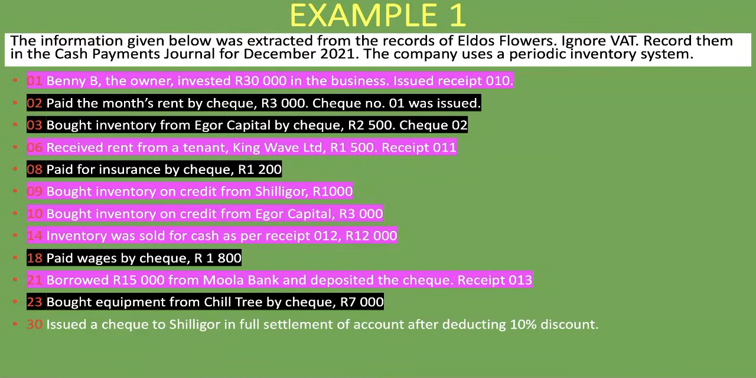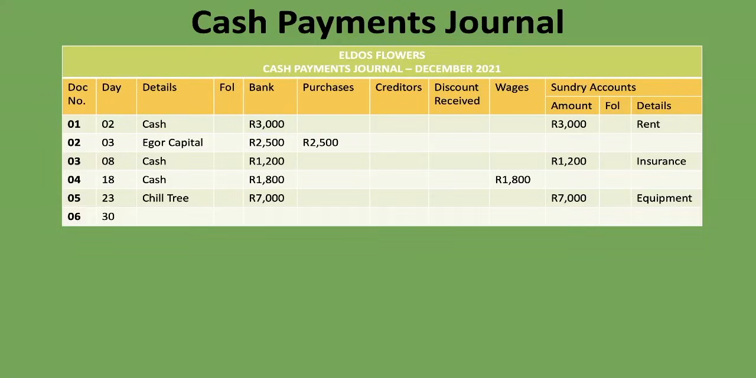However, they did give us a 10% discount. So we know that's on the 30th day of the month. So we're going to put that as the day, and the document number will continue with our sequence. So let's do just that. We're going to put the document number as 06, continuing with the sequence, and the day is day 30.